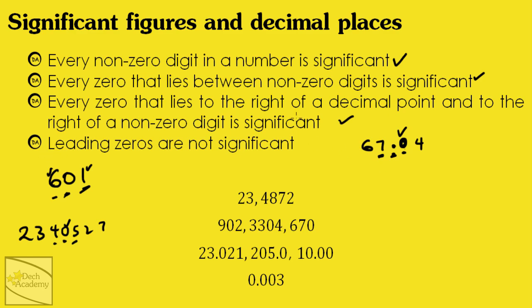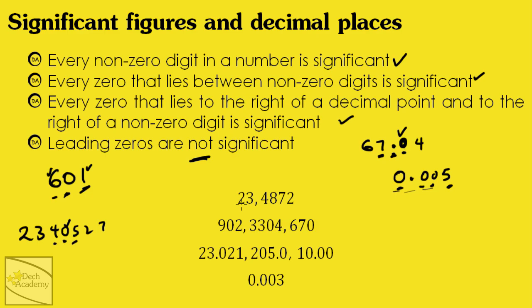And then the last rule is that leading zeros are not significant, and leading zeros are the following zeros. So if you have a number like 0.005, these zeros lead the number, they come before the first non-zero digit, so they are not significant. So you have a number where you just have zeros before you get to the first non-zero digit. All the zeros that precede the first non-zero digit are known as leading zeros, and they are not significant.